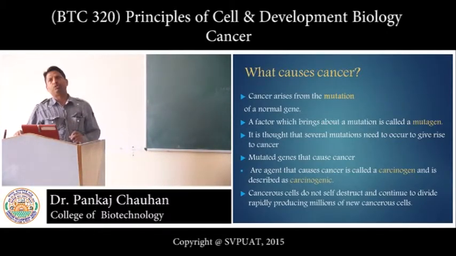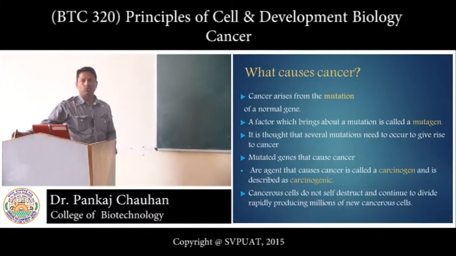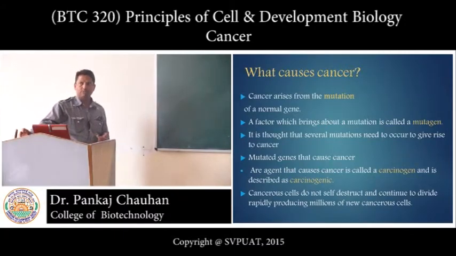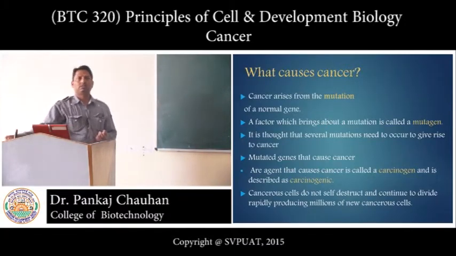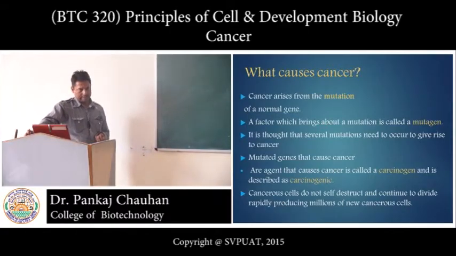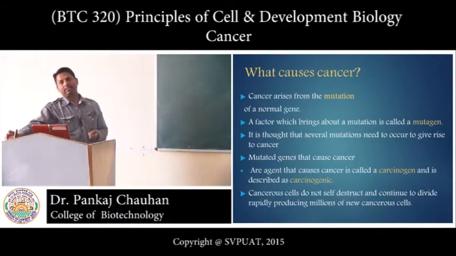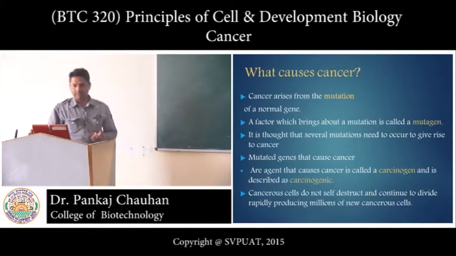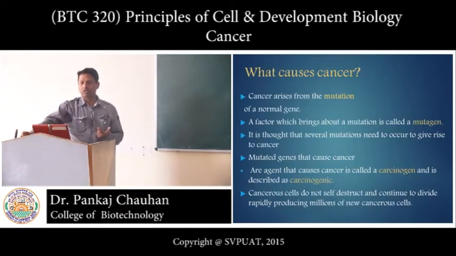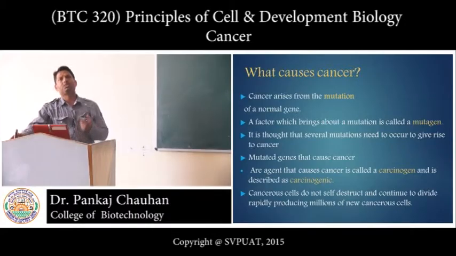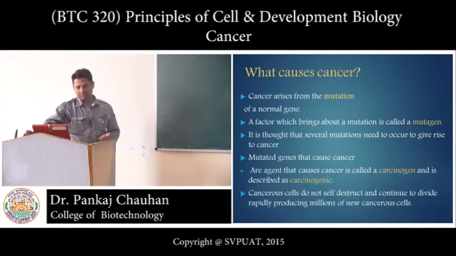Cancer arises from mutations. As I told you earlier also, there are a lot of reasons. If you see on a proportion basis, a lot of reasons are there for normal cells becoming cancer cells. Cancer arises from mutations of the normal gene, that may be one cause. Except this cause, another reason may be a factor which brings about a mutation, that is called the mutagen, because these are interrelated terms, mutagens and mutations. Those elements which are responsible for the mutation are called mutagens.